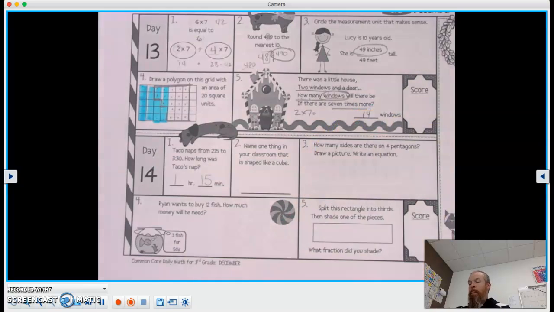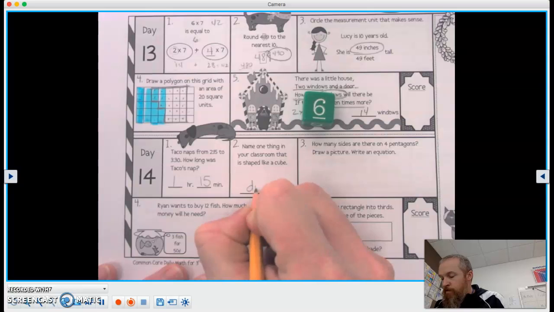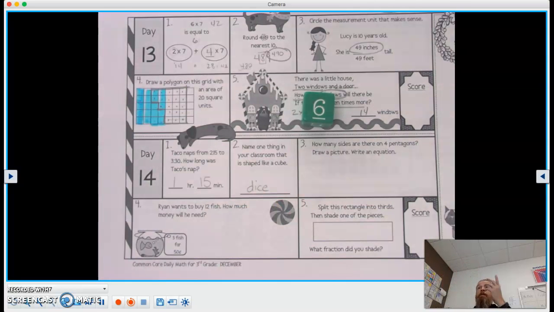Okay? All right. Name one thing in your classroom that is shaped like a cube. Well, I'm looking around, and I think about the easiest thing for us to picture as a cube. And you guys probably have other things in mind. I'm thinking of, wow, that right there, dice. Okay? Dice are cubes, right? It's a pretty little cube. So here we go, dice. Oh, there's a 6. All right. Dice are great cubes.